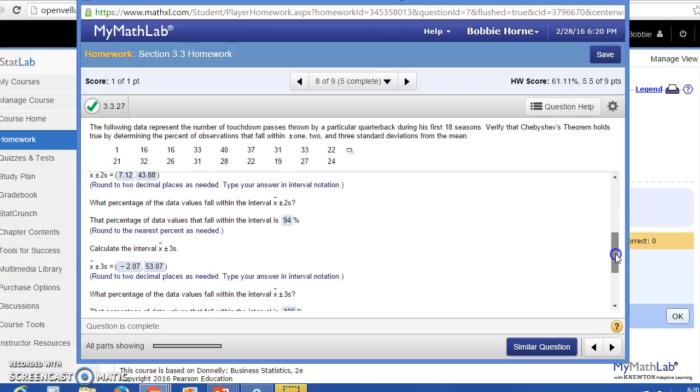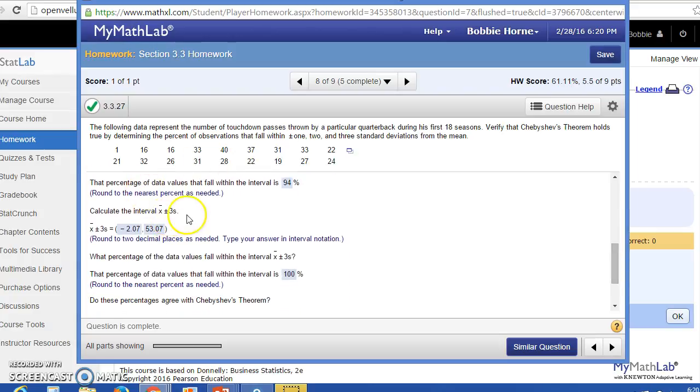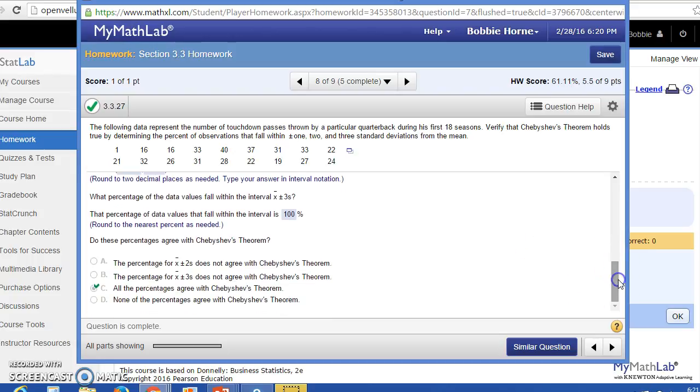And then it says calculate the percent interval within 3 standard deviations of the mean. You would take the standard deviation, multiply it by 3, add it and subtract it from the mean, and this would be your interval. And then what percentage of the data values fall within this interval? All of these numbers up here would be in between these two numbers. Do these percentages agree with Chebyshev's theorem? Yes, they do. They all fall within the 100% range, so all the percentages agree with Chebyshev's theorem.